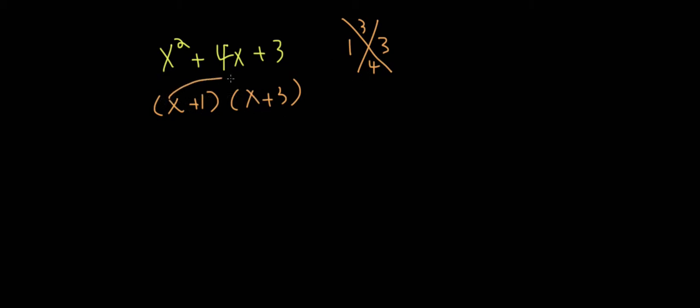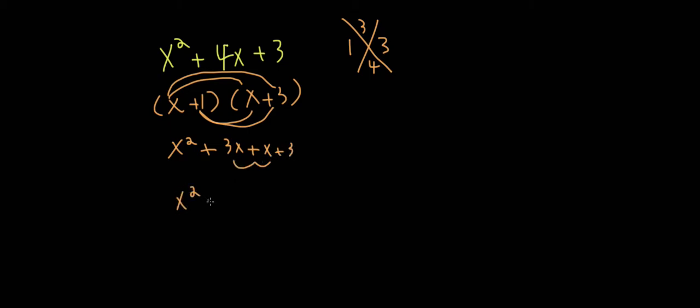So x times x is x squared. x times 3 is 3x. 1 times x is x, or 1x, and then 1 times 3 is 3. So as we simplify, we see that we get x squared plus 4x plus 3. And that indeed is the same exact thing as up here. Alright, let's try one more.